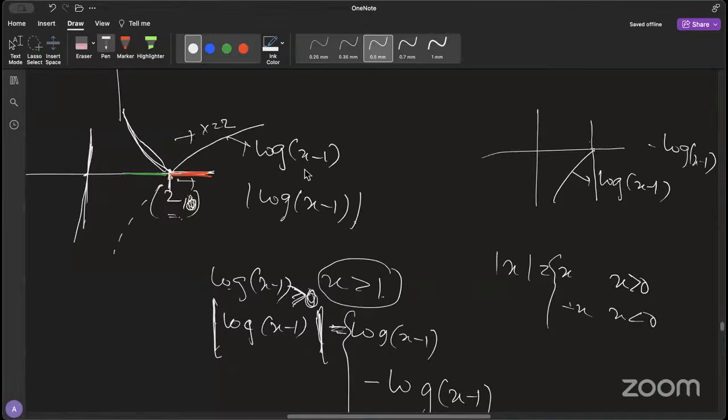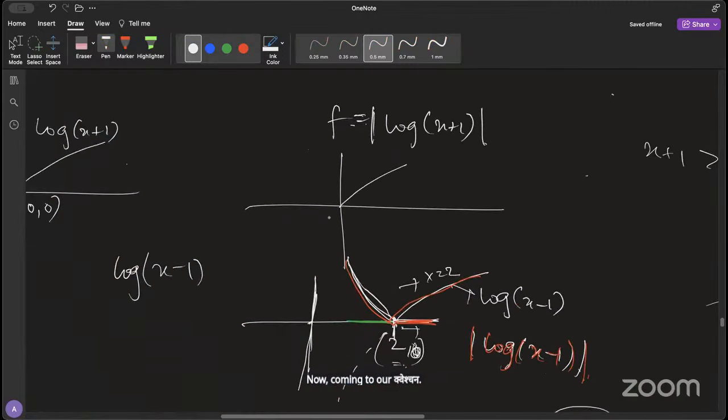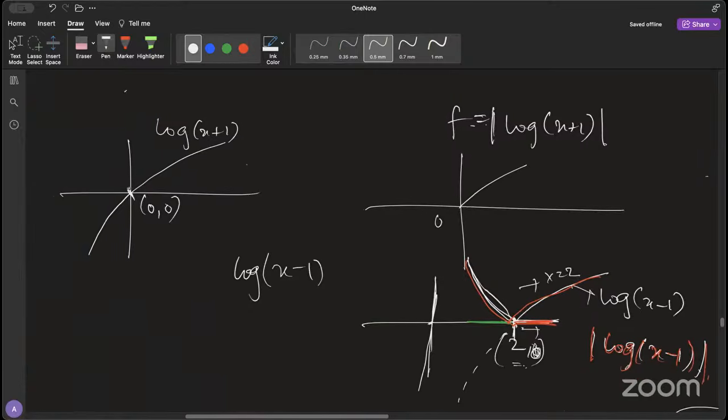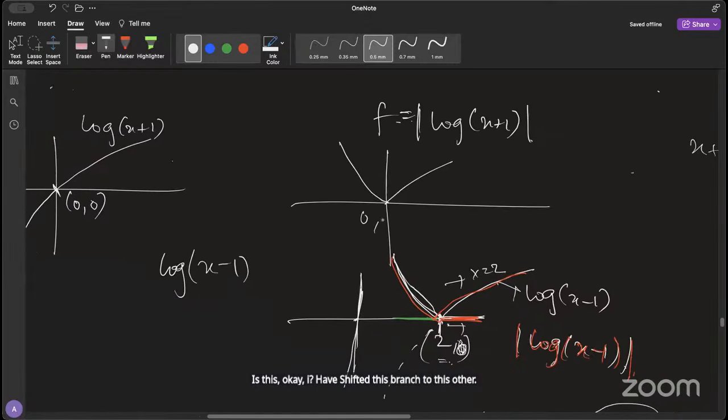And this will be your log of x, so this function, this red one, is mod of log of x minus 1. Now coming to our question, we had mod of log of x plus 1. So our origin was 0, right? We had 0, 0 here. If I take the mod of this function, what will I get? I'll get this thing, right? Is this okay? I have shifted this branch to this other side. Yes, ma'am.